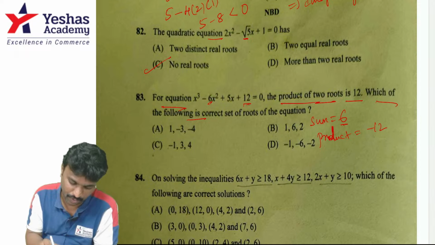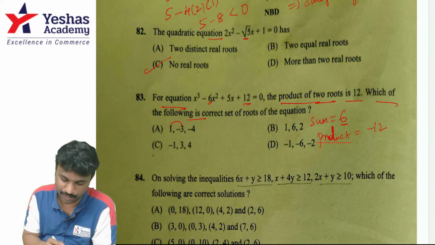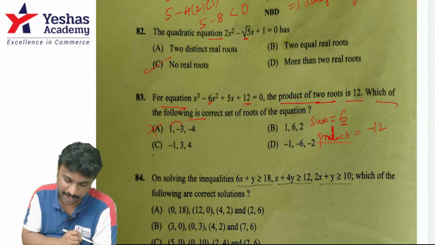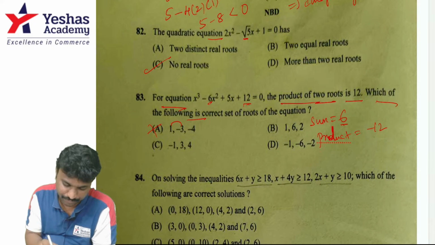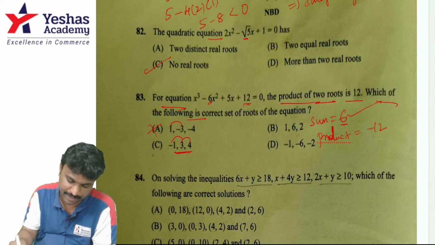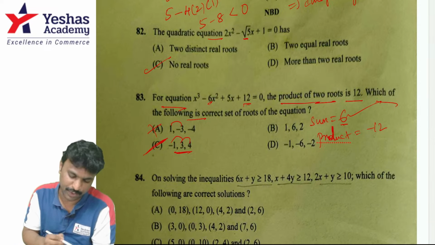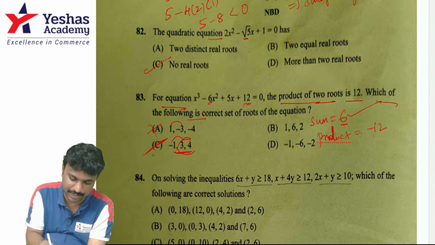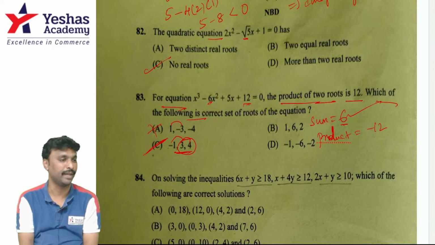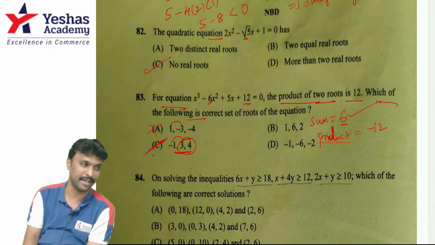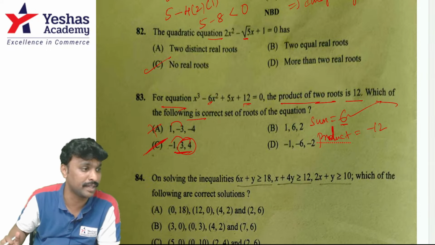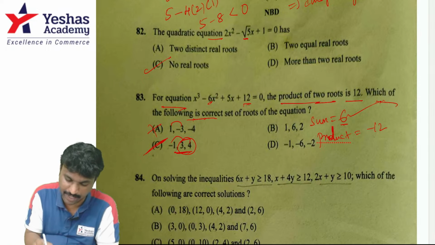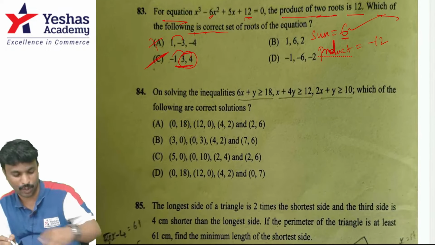6. So 1 minus 3 is minus 2, minus 2 minus 4 is minus 6, so it doesn't satisfy. So how about option C? 3 plus 4 is 7, 7 minus 1 is 6, so the sum is satisfied. Even the product gets satisfied, right? The product of the two roots is definitely 12, right? The product of the last two roots I can take. Which of the following is the correct set of roots? So obviously it is option C.